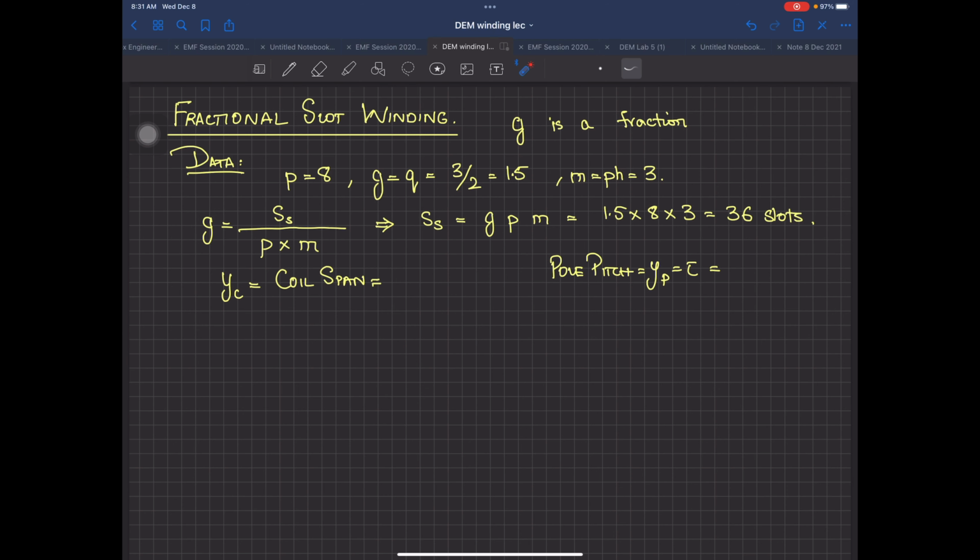Now, since G, or Q, is a fraction over here, whatever you want to call it, since G is used in your Agarwal book and Q is used in this document, the number of poles is quite large, so the speed is going to be on the smaller side. One very important thing: G is a fraction, and here it is 1.5.